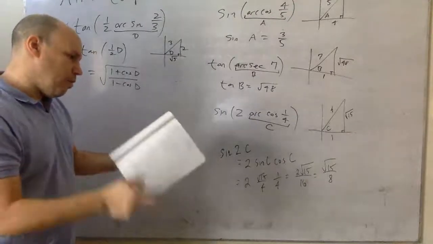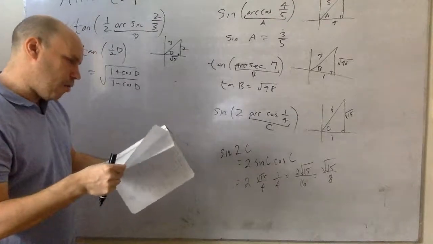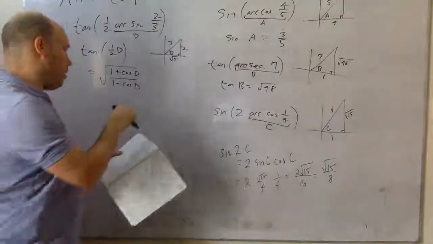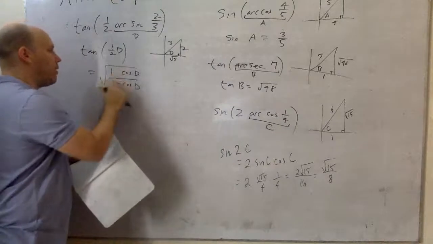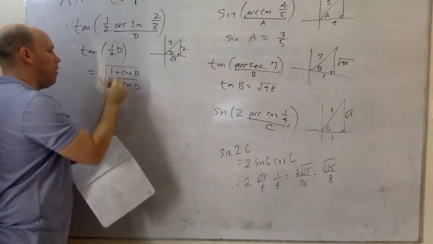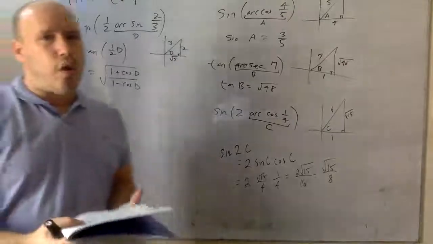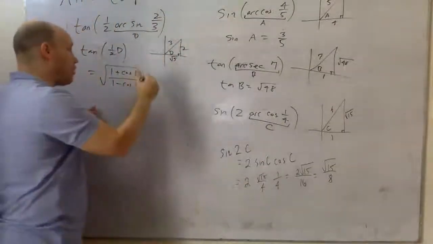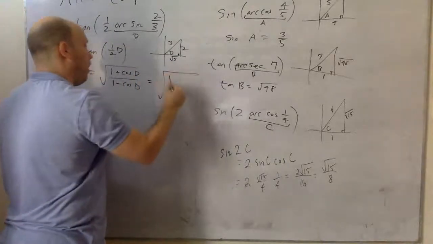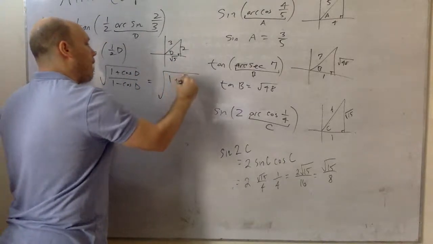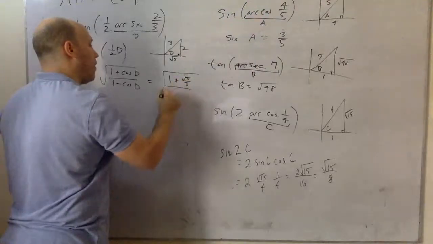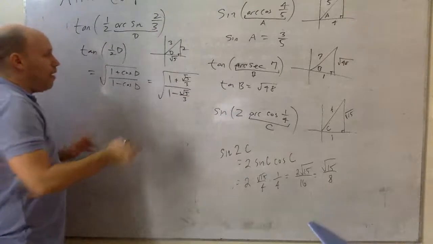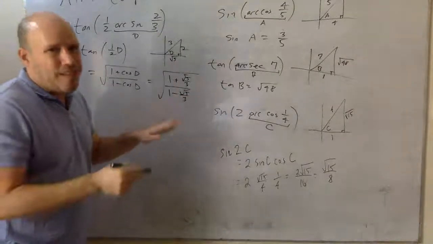Let's assume it's correct. Cosine is... no, sorry, it's the other way around. That's okay. And so the question: do I have to figure out what D is? No. We know the ratio for this. So it's the square root of (1 plus radical 5 over 3) divided by (1 minus radical 5 over 3). You're not going to be asked it.